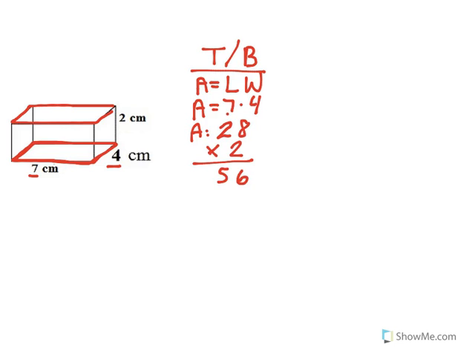And I get 56. Now, some people will find the 3 different surfaces, add those up, and then multiply their answer by 2. You can do that as well. I just like to do it right in the beginning. So I know now I have my top and I have my bottom. So now I'm going to move on to a different set of faces, and I'm going to choose to move to what you're going to see in blue.